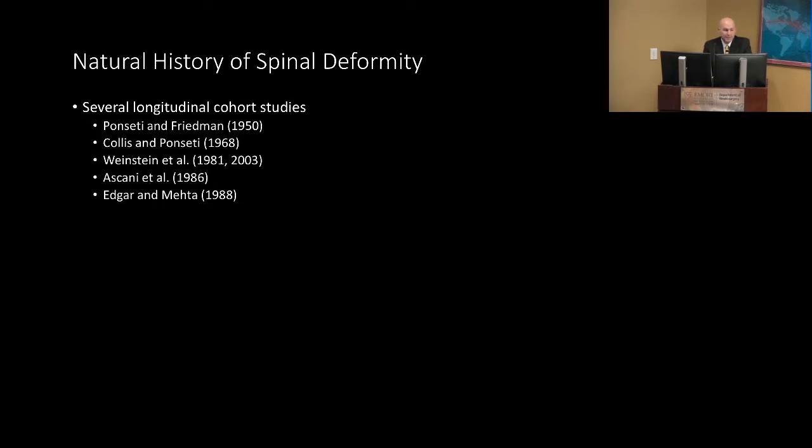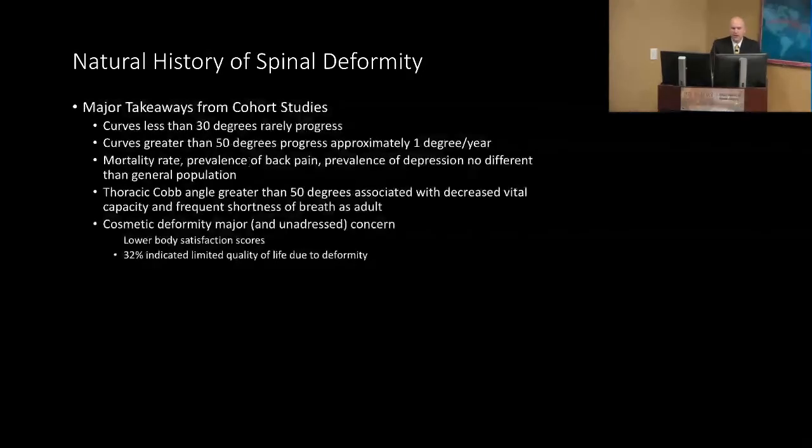And since that time, we've had several of the longitudinal cohort studies from 1968 to 1981, which was then re-examined in 2003, 86, and 88. The major takeaways from the cohort studies are that curves less than 30 degrees rarely progress. So this is adolescent idiopathic scoliosis, greater than age 10. Curves that are bigger than 50 degrees progress at about 1 degree per year. And the mortality rate, the prevalence of back pain, and the prevalence of depression are no different than those of the general population in adolescent idiopathic scoliosis. So that's the key differentiation between juvenile and adolescent.